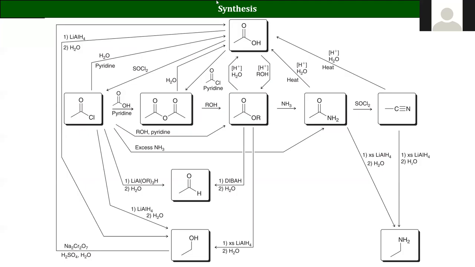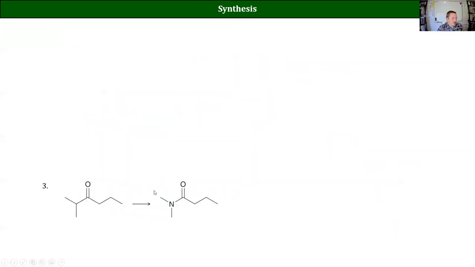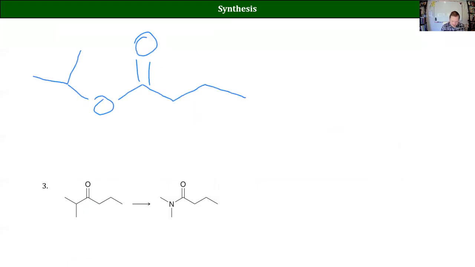Gotcha. So would that change the yield though? Or, I mean, that's kind of not really a question, I guess. That would be the point, wouldn't it? We want to get as good a yield as we can. And so going straight from the ester to the, and I'm just going to do it with NH3 for the sake of showing this.